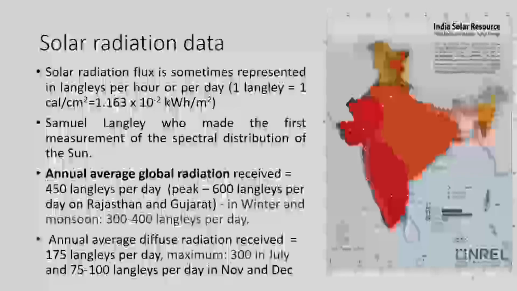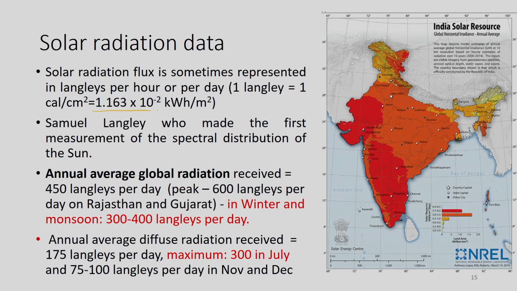That is, 1 Langley is equal to 1 calorie per centimeter square, and if we convert to kilowatt hour per meter square, it is something like 1.163 x 10^-2 kilowatt hour per meter square. So, that means 1 Langley is equal to 1.163 x 10^-2 kilowatt hour per meter square.